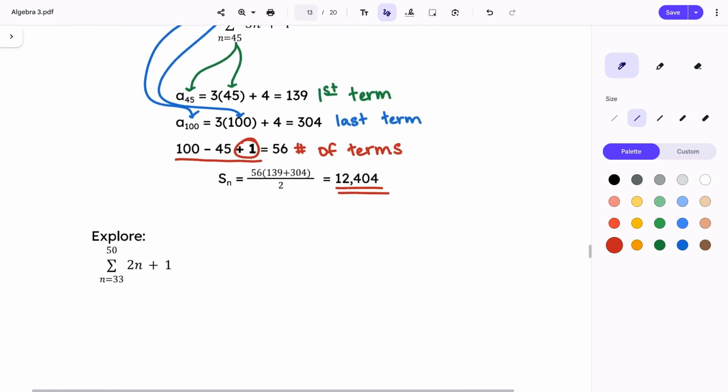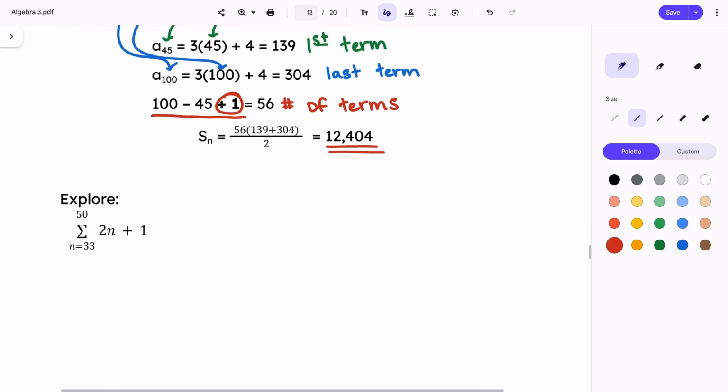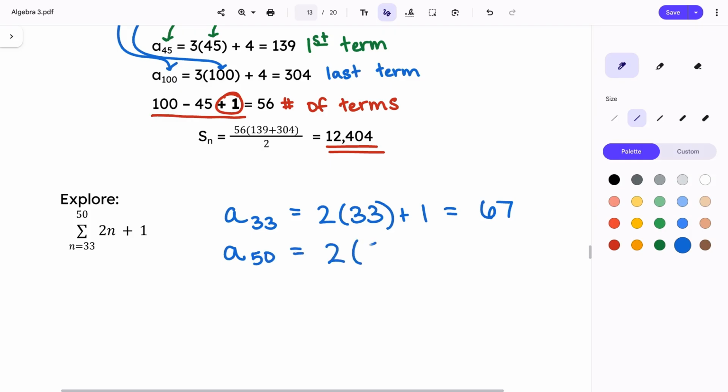So let's do this last one here. Let's evaluate for the first term. What number are we plugging in for the first term? 33. So 2 times 33 plus 1 would be 66, and then plus 1, 67. Okay, and then the last term, 50. 2 times 50 plus 1 is 101.